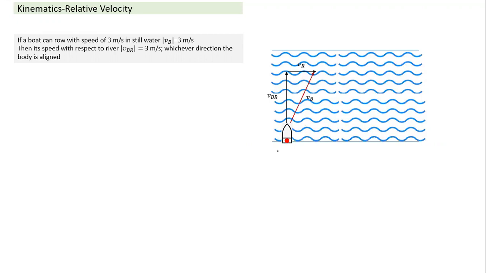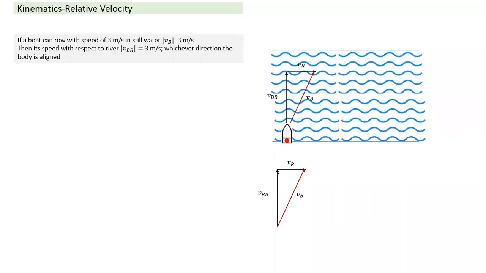If I observe from the shore, the boat is aligned like this, but the boat will keep moving like this. And what is this one? So what is VB? Ground velocity is the relative velocity to the river plus the river velocity, the vector sum of the two. That's why they said what is relative velocity? Vector sum, nothing else. If we draw vectors, these are the vectors.